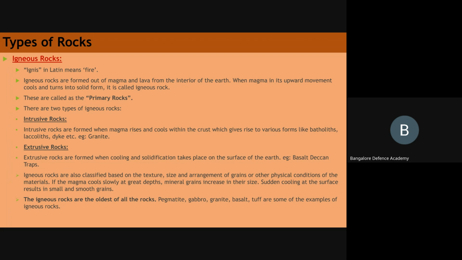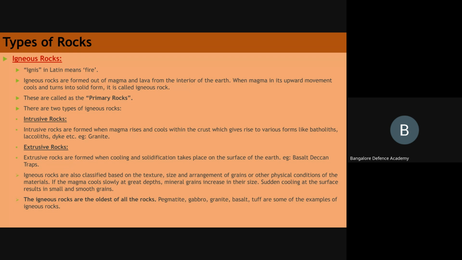Meta means high temperature or pressure. Morphism means changing form. So metamorphic rocks are the rocks that come from igneous rock because of high temperature and pressure. That's why igneous rocks are called primary rocks, because any rock can be formed from igneous rock. Understand? Igneous rock is formed out of magma and lava from the interior of the earth. When magma moves upward, cools and turns into solid form, it is called igneous rock.